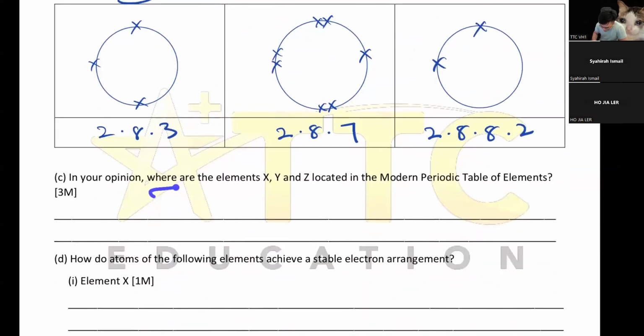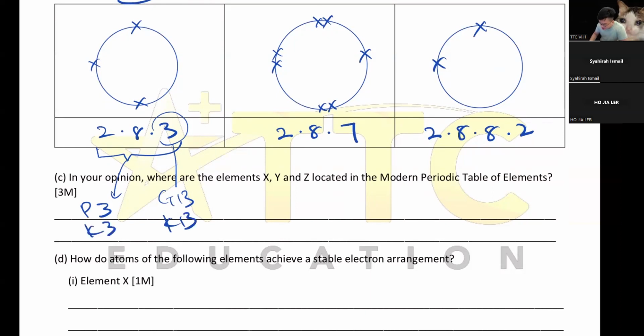Okay, so where are the elements X, Y, Z located? This is just what we did. This one has 3 valence electrons, so group 13. Remember, there's no 3 to 12, we skip. And then we have 3 shells, so this is period 3. Of course, in BM it is kumpulan 13, kala 3.